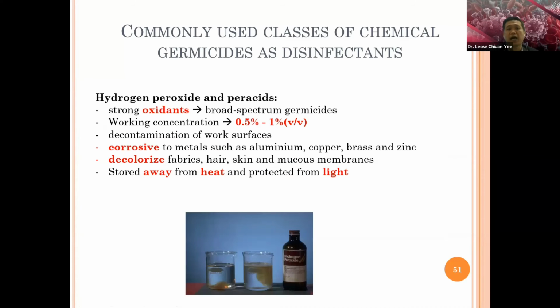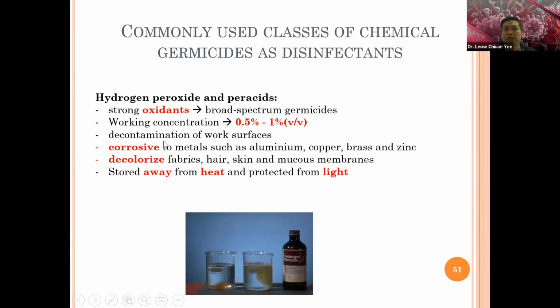Okay, another strong oxidant that we use today is hydrogen peroxide. Usually the working concentration we need to prepare is 0.5% to 1%, but in the market it is usually up to 3%. So when we want to use it, you can either use it ready to use, or dilute it down to 0.5% to 1%.